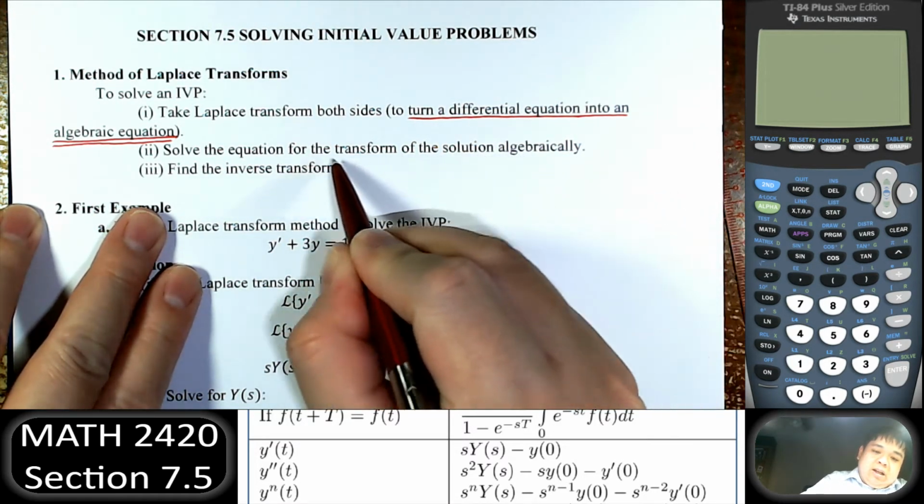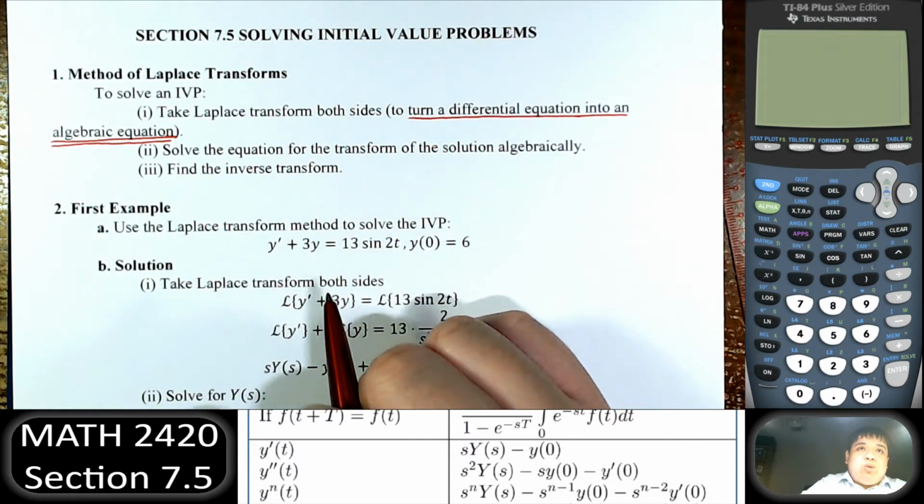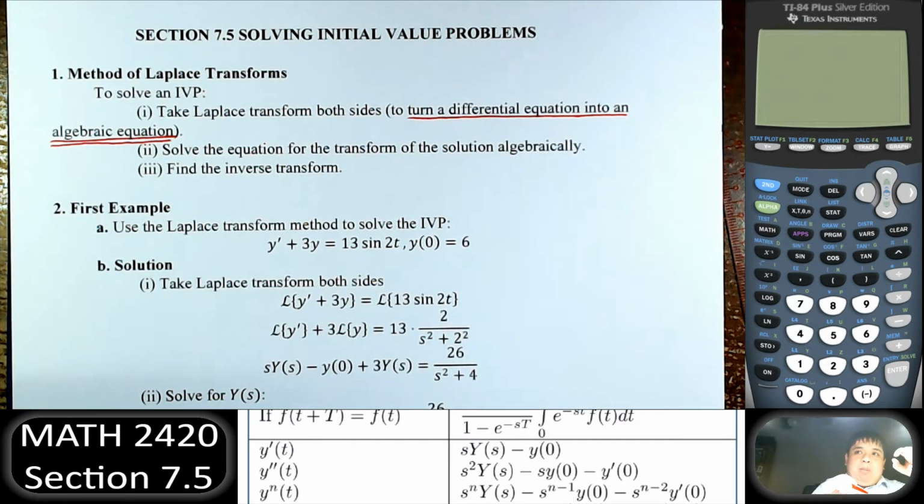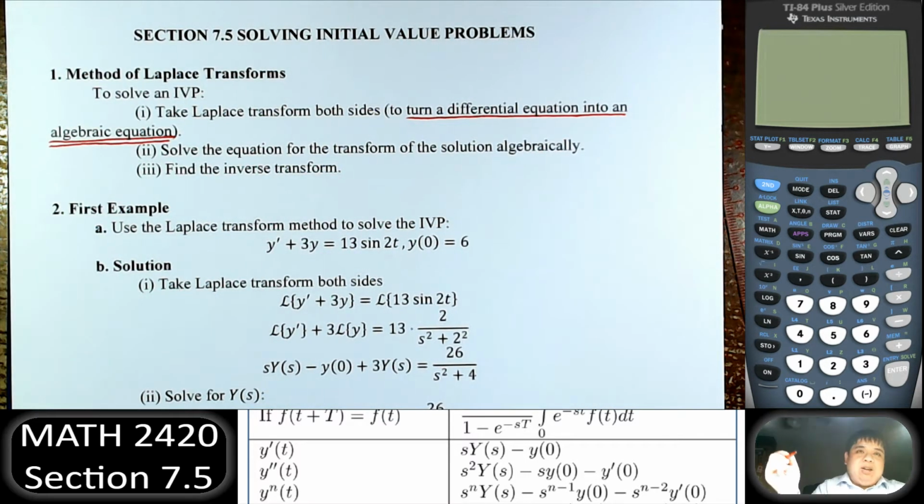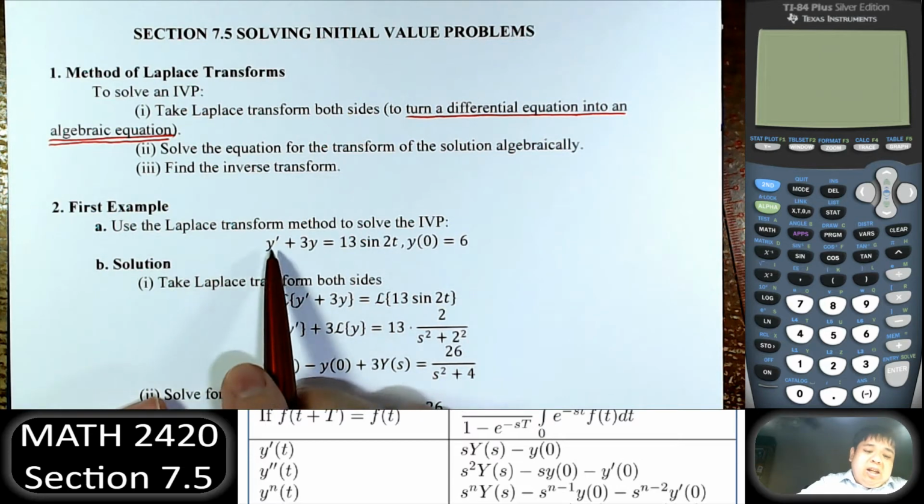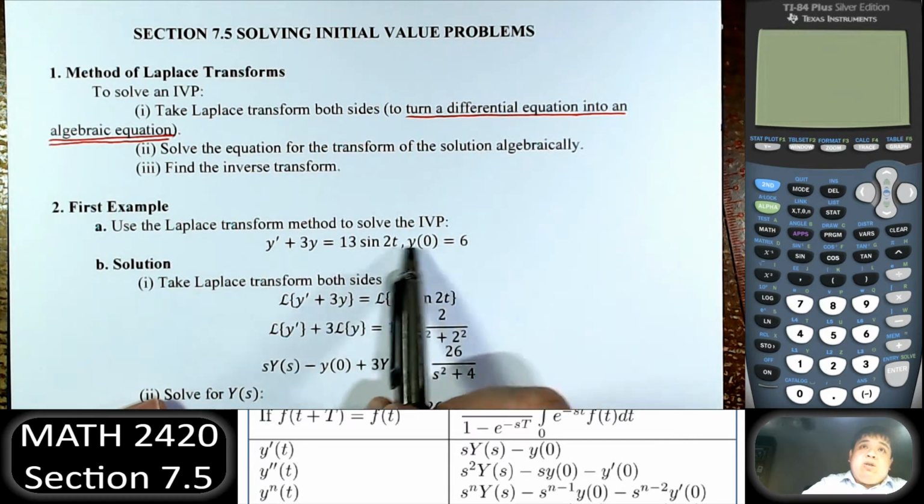And then finally we use the inverse transform to transform back to the equation. So we have the equation, do the Laplace transform, solve the equation, and then inverse Laplace transform. So let's look at the first example. It's a very simple linear first order equation, initial value problem.